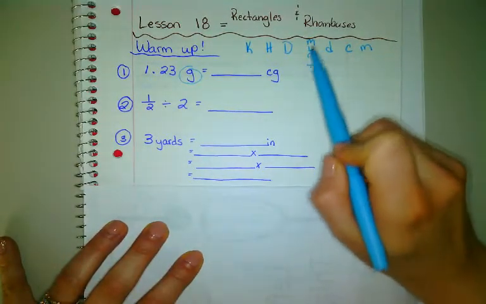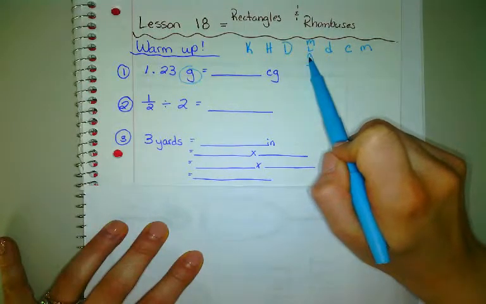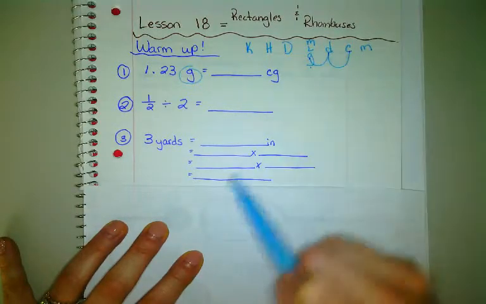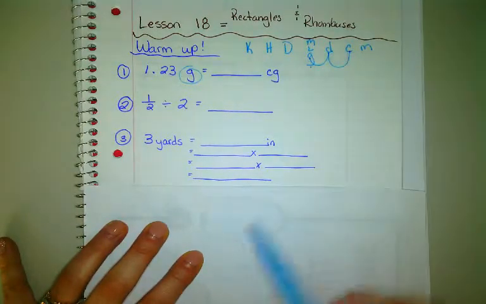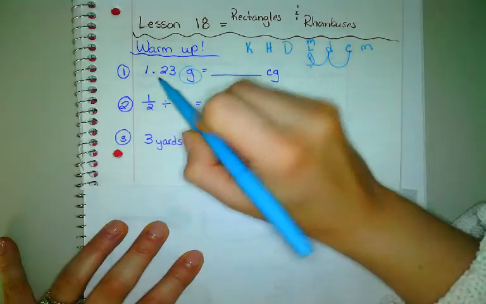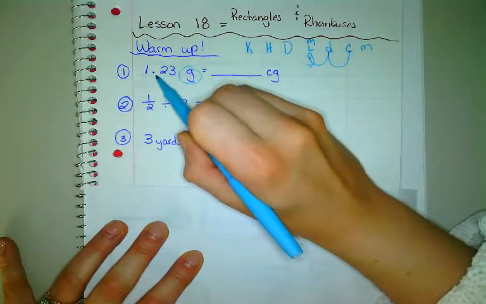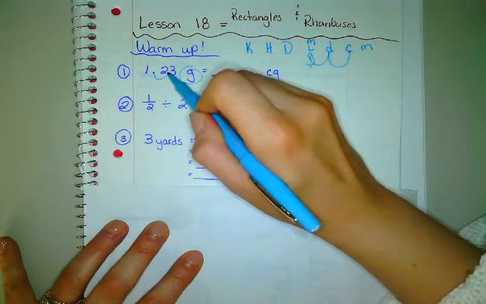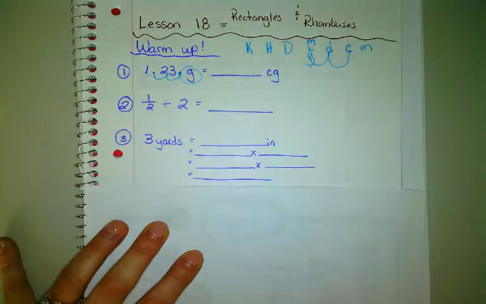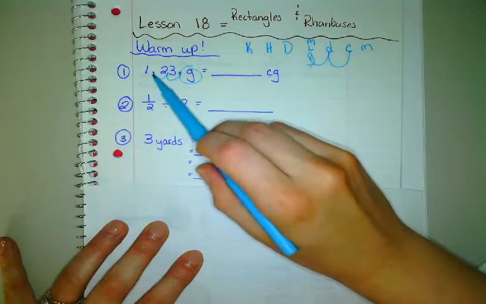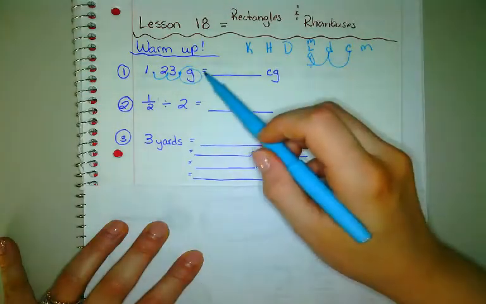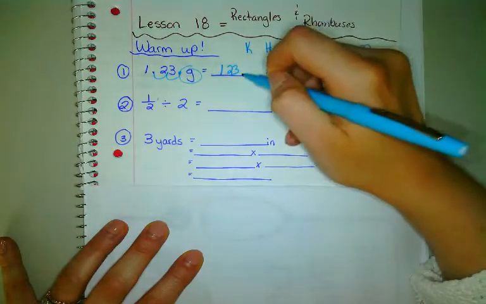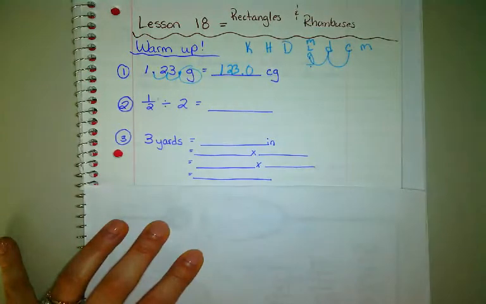So I'm here. I'm going to go down the steps 1, 2 to centi. I went down the steps 2 times. So if I go down the steps 2 times, I need to move that decimal place to the right 2 times as well. Move it down the stairs 2 times. 1, 2, and drop it off. Leave it right there. So 1 23/100 grams is equivalent to 123, and you can do 0.0 if you want, centigrams. Okay?